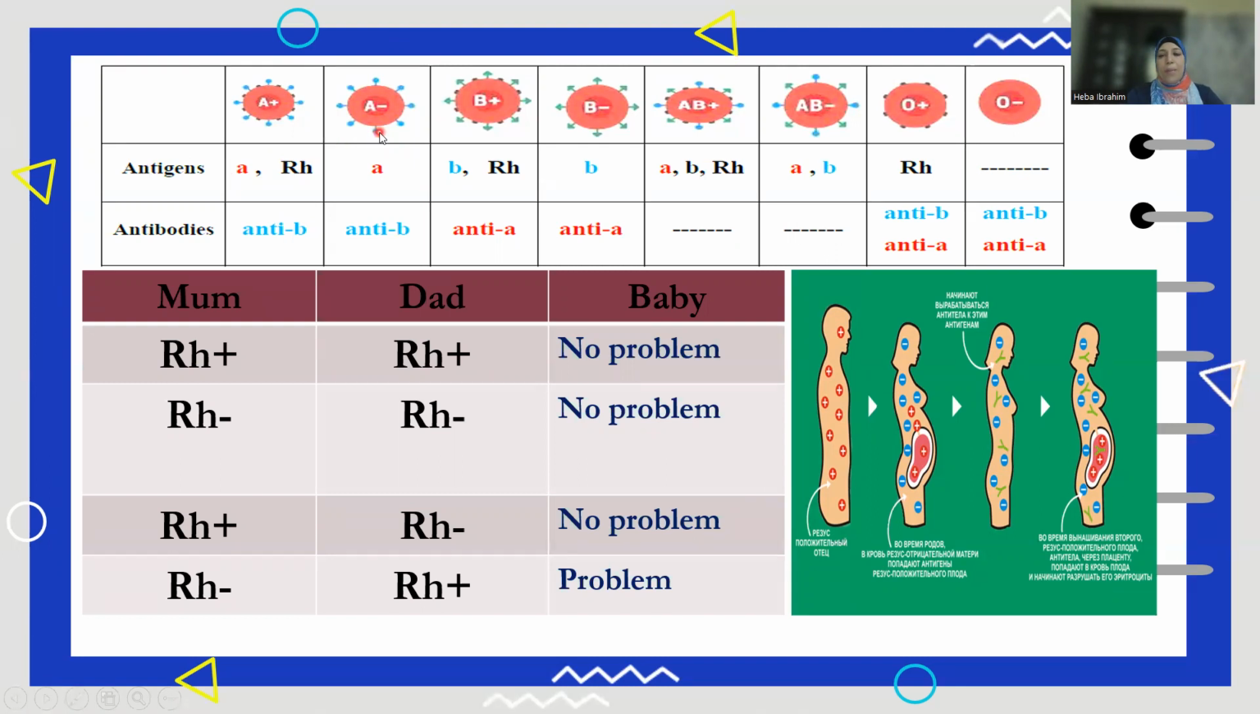A negative means that this blood group has no Rh, so it has only antigen A, as usual. What about B positive? B antigen and Rh. B negative, B antigen only. AB positive, which has the largest number of antigens, has A, B, and Rh. While AB negative has only A and B antigens.